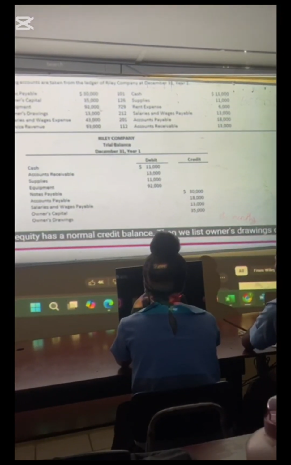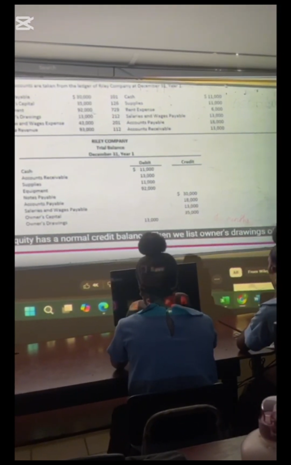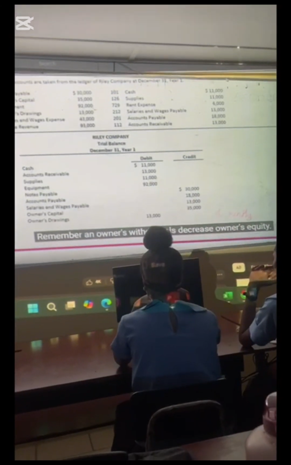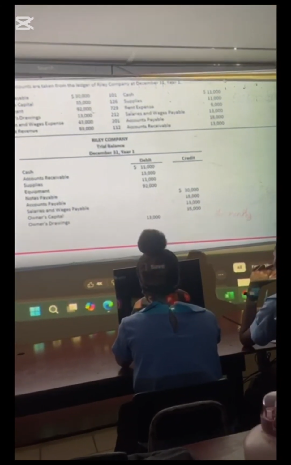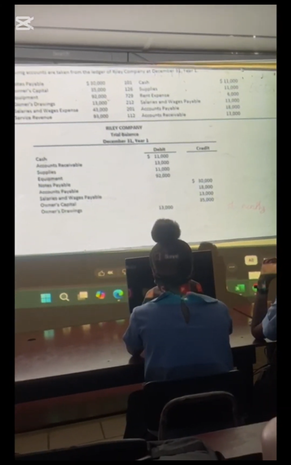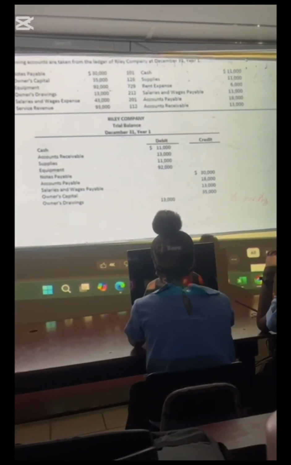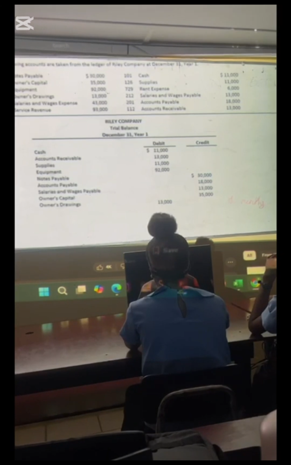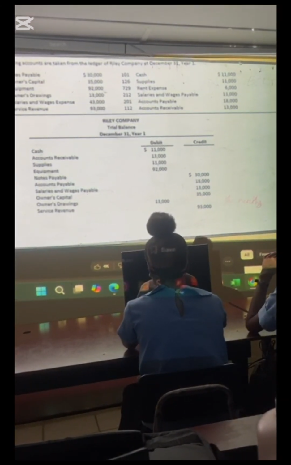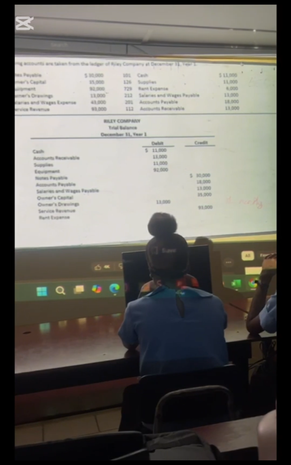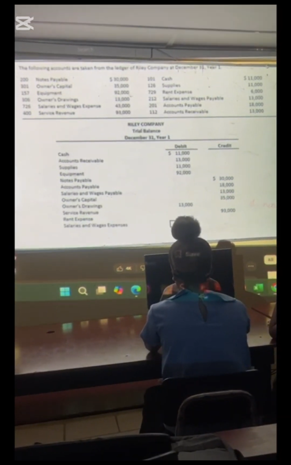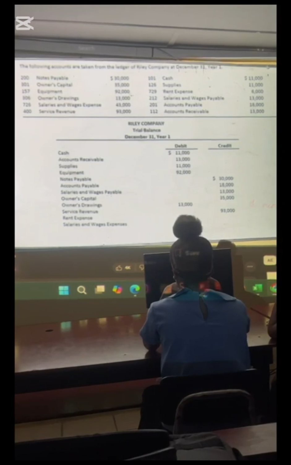Then, we list owner's drawings of $13,000 in the debit column. Remember, an owner's withdrawals decrease owner's equity. Finally, we list all revenues and expenses accounts. Revenues have a normal credit balance and expenses have a normal debit balance. We list service revenue of $93,000 in the credit column. Then we list rent expense of $6,000 and salaries and wages expense of $43,000 in the debit column.